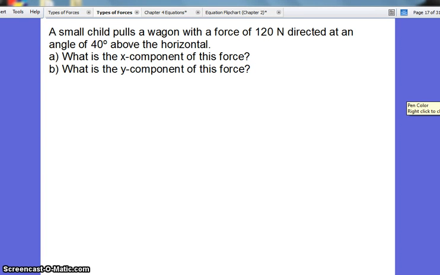In this tutorial, we're finding components of a force. A small child pulls a wagon with a force of 120 newtons directed at an angle of 40 degrees above the horizontal. So first we draw this vector.